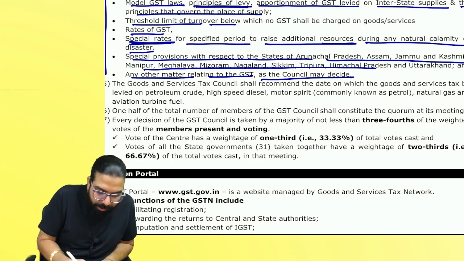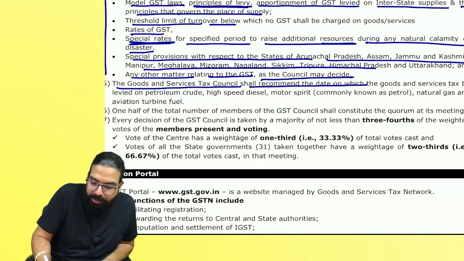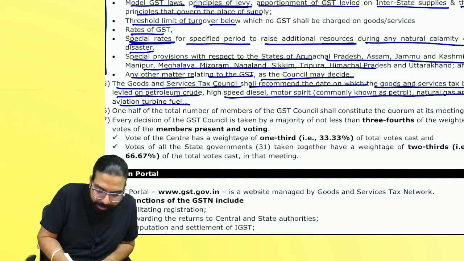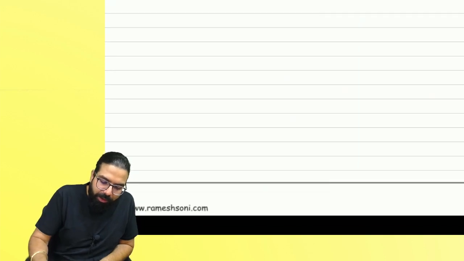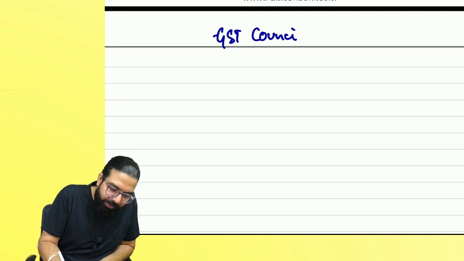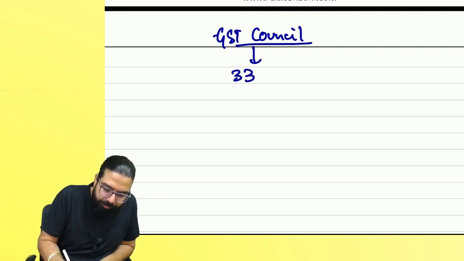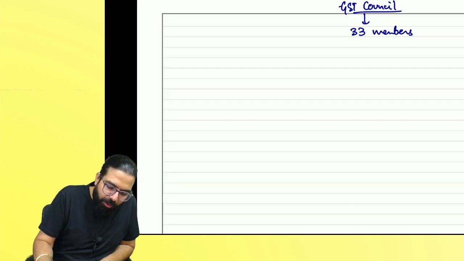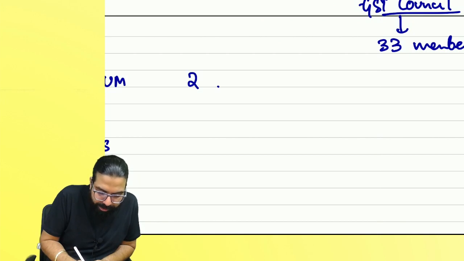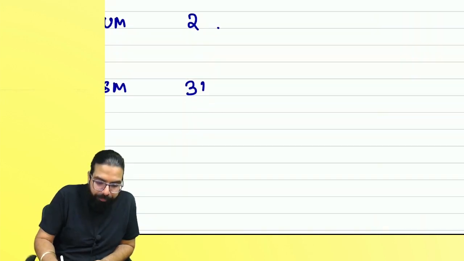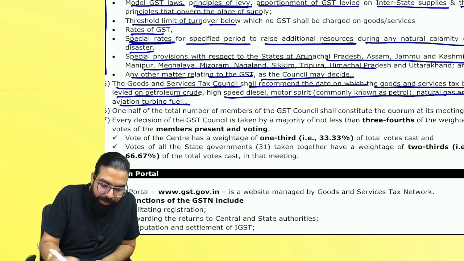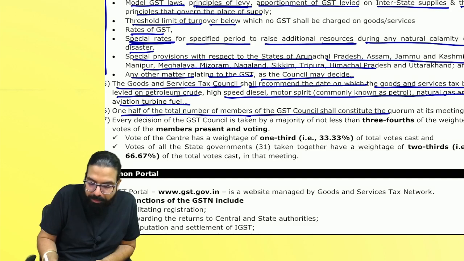So it says over here, the GST Council shall recommend the date on which the GST shall be levied on HP man. Can I go ahead, everyone? Now, tell me one thing, everyone. GST Council, how many members did I tell you? 33 members. Can you tell me union members are how many? Two union members and state members 31. Correct, everyone? So total is how much? 33.